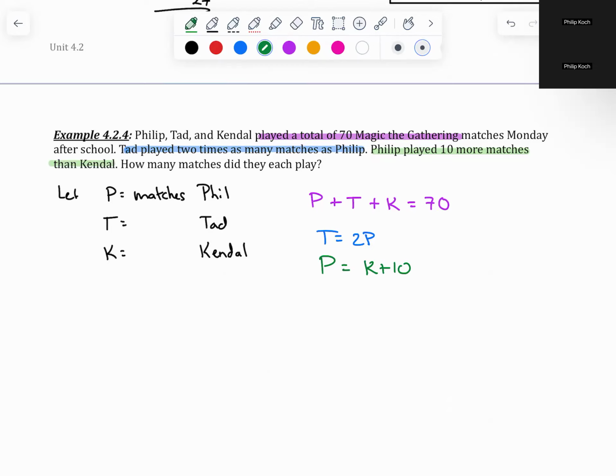That being said, if you want to solve it the old-fashioned way, you can. You could rewrite this as P plus T plus K equals 70. Negative 2P plus T equals 0. And P minus K is equal to 10. And you can solve it this way. And it'll work out. 100% will be fine. Right? You could eliminate T. I'd honestly recommend eliminating K. It'd be nice and neat. But what you could also do, so that's one alternative.